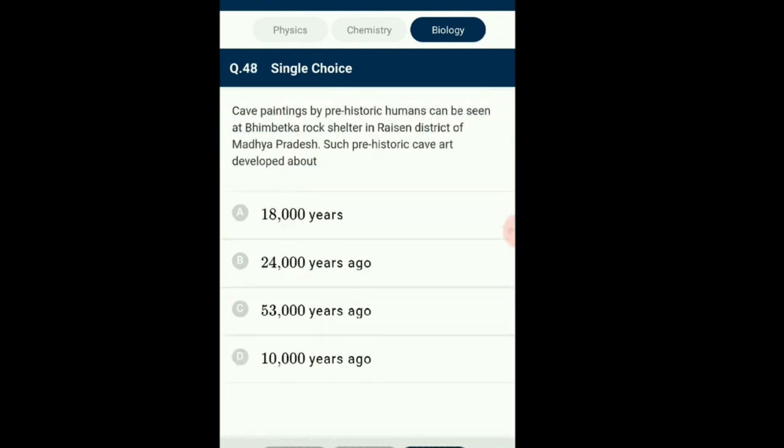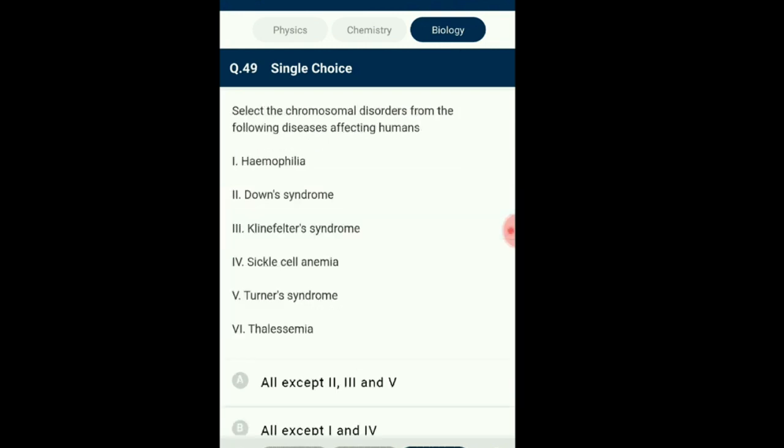Question number 48. Cave paintings by historic humans can be seen at the Bhimbetka rock shelter in Raisen district of Madhya Pradesh. Such prehistoric cave art developed about 18,000 years ago. Agriculture came around 10,000 years ago and settlements started. So the answer for this question is option A, 18,000 years.